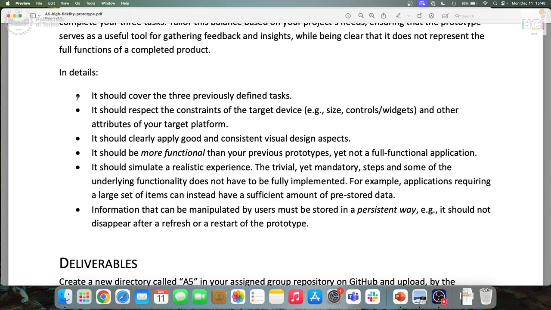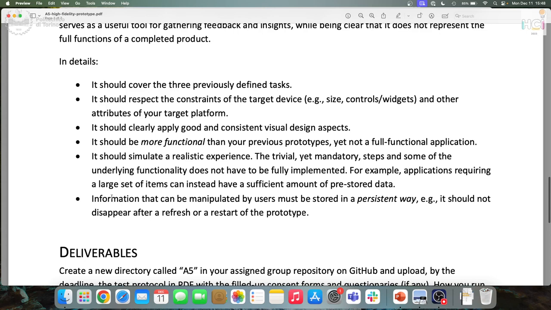Because it's a prototype of your idea that you selected, that you defined since the beginning of the course. So it's fine. And similarly, applications that require a large set of items can instead have a sufficient amount of pre-stored data. As we said before, maybe there are five objects, five apples, giraffe, banana, kiwi, and elephant, like in the first application we have seen today. And most importantly, as I said before, information that can be manipulated by user must be stored in a persistent way. That is, they should not disappear after a refresh or a restart of the prototype.